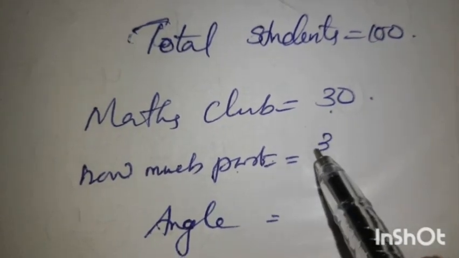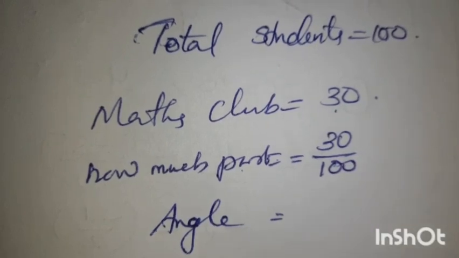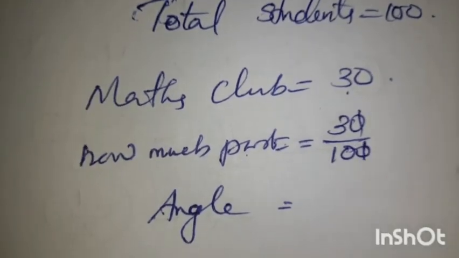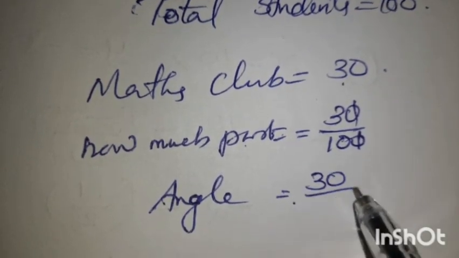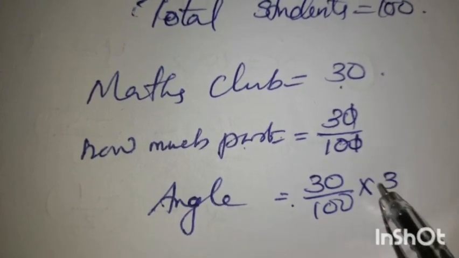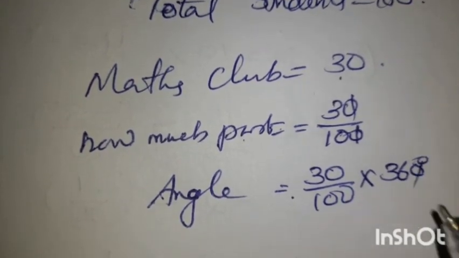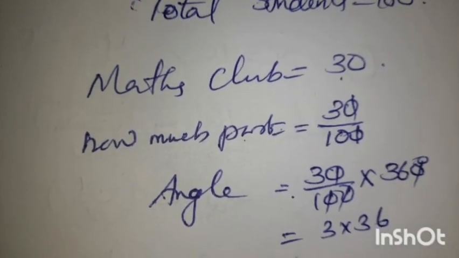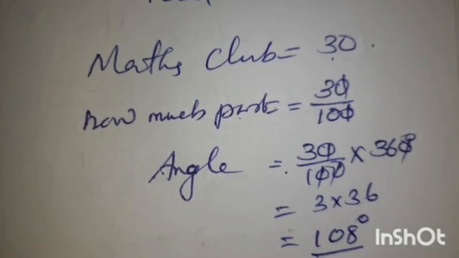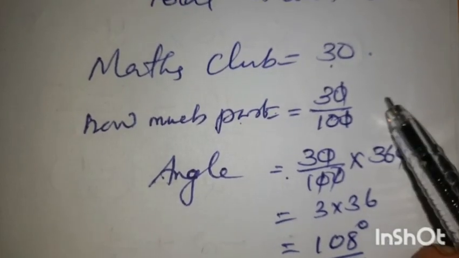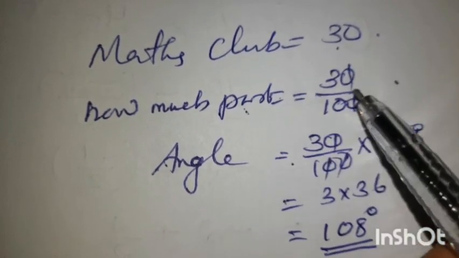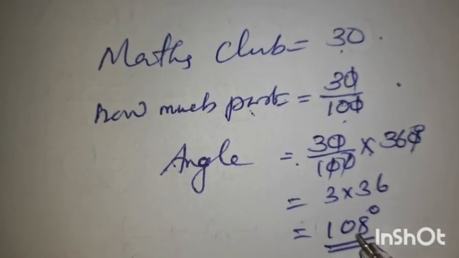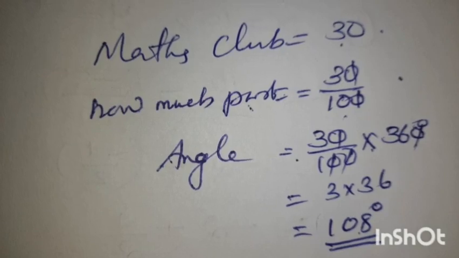So I will calculate 30 out of 100, that is 3/10. Then how will you find out the angle? 30/100 multiplied by 360. The zeros are cancelled, so we will get 3 into 36. You are getting 108 degrees. So that is the angle. If they ask how much part, it is the number of students in the Maths club by total students. And if you multiply with 360, you can represent it as an angle in the pie chart. So 108 degrees is the angle.